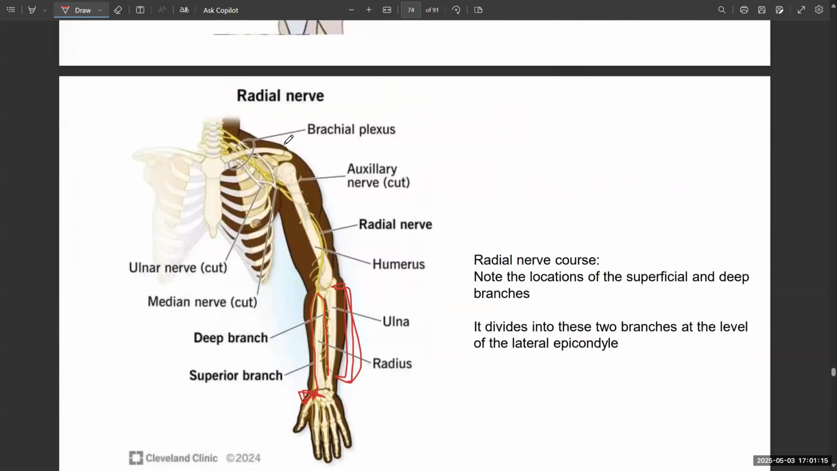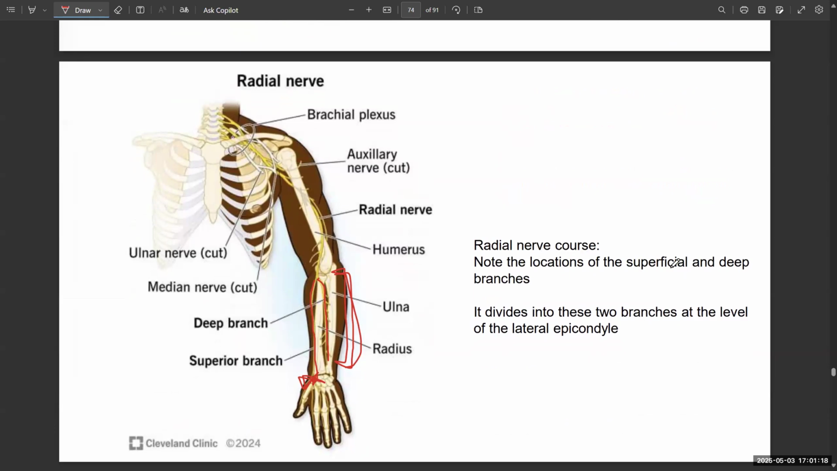Okay. Now let's look at the radial nerve course again. Note the location of the superficial and deep branches. It divides into these two branches at the level of the lateral epicondyle. It's not important, but anyways, just look here again. So if you cut off the radial nerve from here, everything below is going to be paralyzed. All these muscles are going to be paralyzed, right? You're also going to have superficial loss because the superficial branch is ultimately coming from this huge nerve, right? However, if you cut it off from this snuff box, the deep branch here is unaffected. So the extension is working fine for the fingers and the wrist and the forearm, but the sensory loss is present.